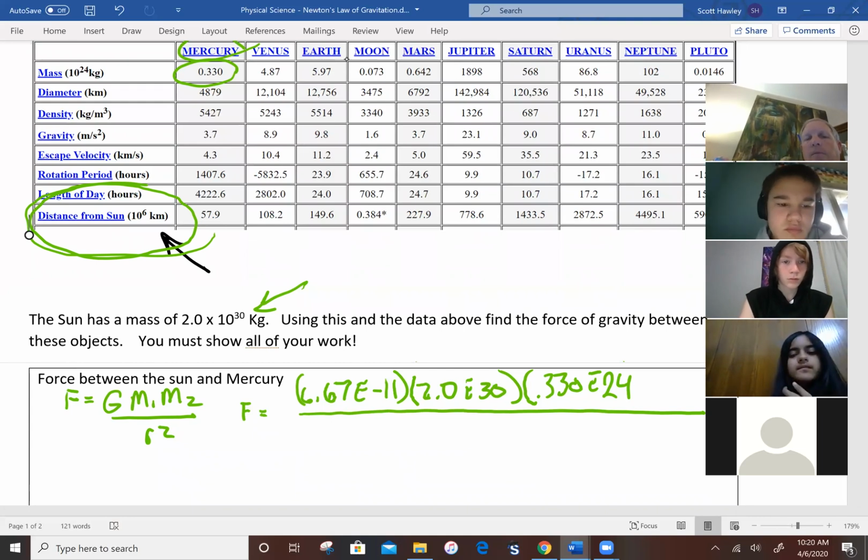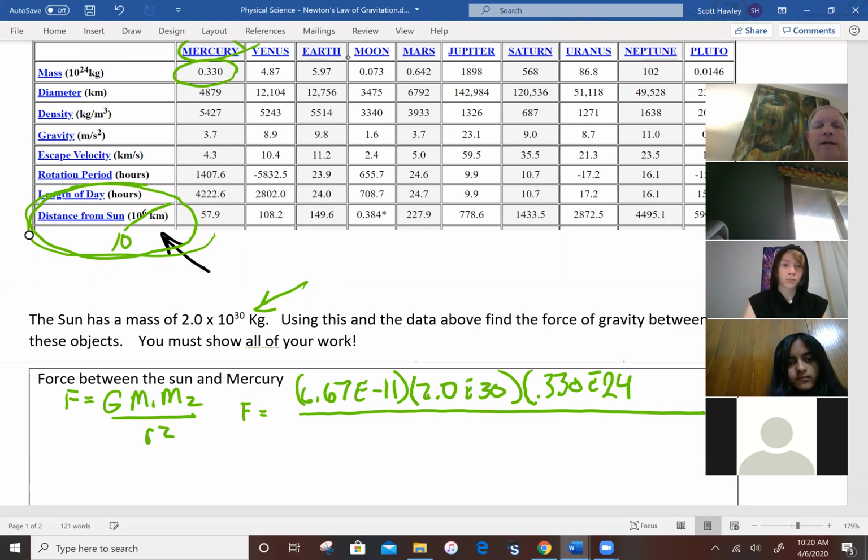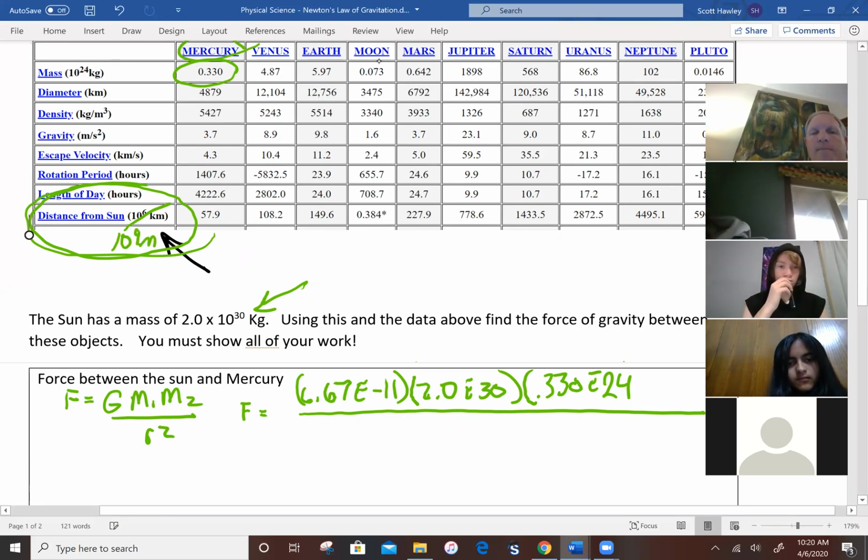Now, we've got a problem though. Look at this right here. The kilometers, do you see this? That's not the right unit. It's supposed to be in meters. So instead of 10 to the 6th, you're going to have to write 10 to the 9th meters, okay? You with me on that?